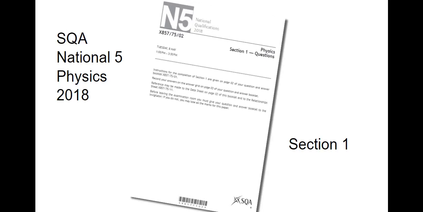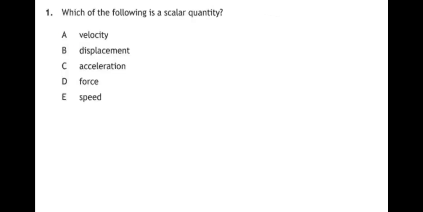Hi folks, and today we're going to have a look at the SQA National 5 physics paper from 2018, the section 1, which is the multiple choice questions. So let's start. Which of the following is a scalar quantity? Velocity, displacement, acceleration, force, or speed?